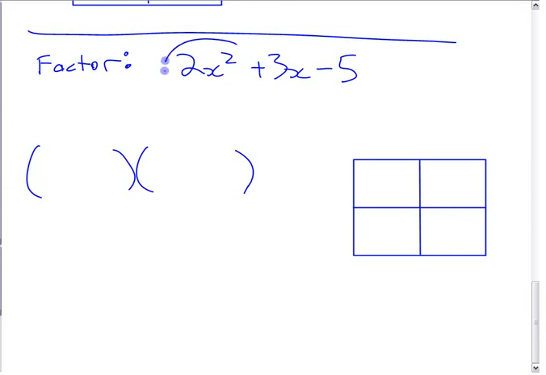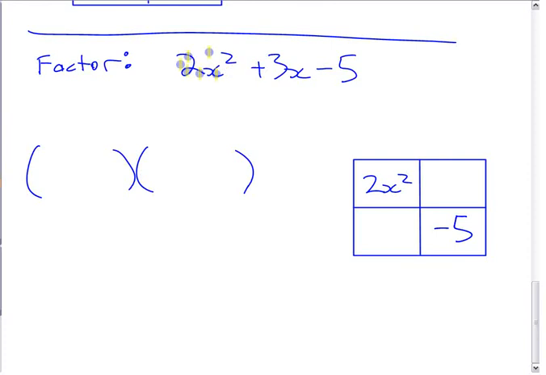Where's the first term go here? First term, the x squared terms, where do we put it? Which one of the 4 boxes? Top left, right? There's the 2x squared. What goes in this box down here? That's the minus 5, right? We're going to ignore the middle term at first. We'll try and figure that out after.